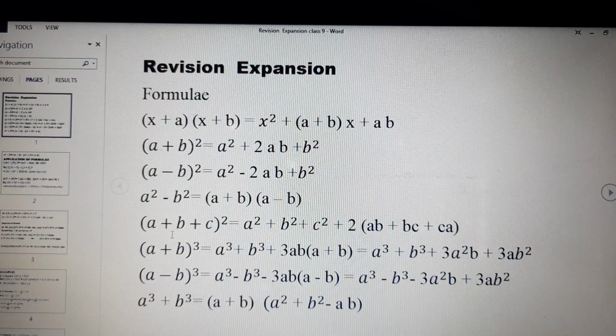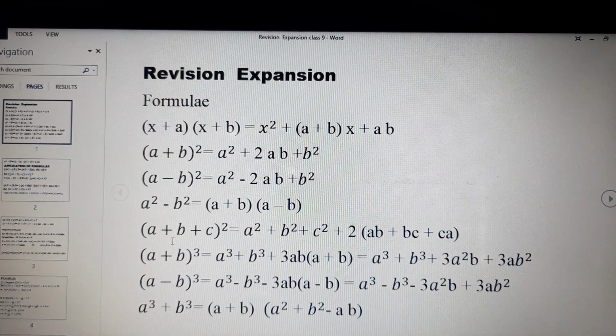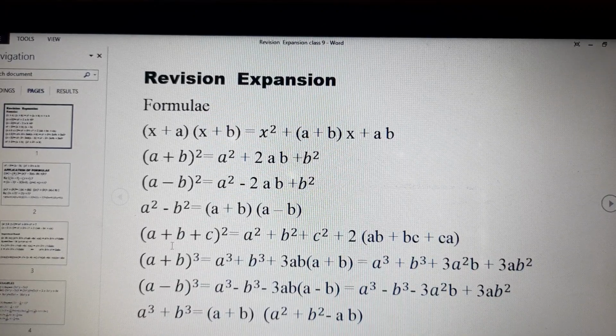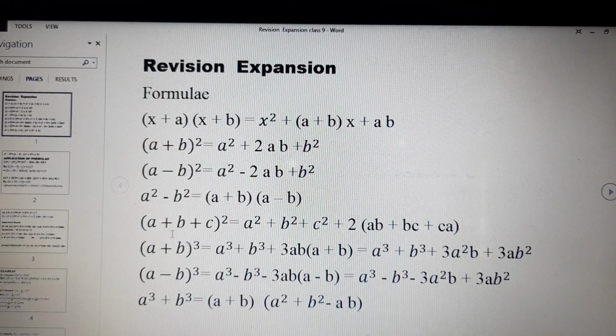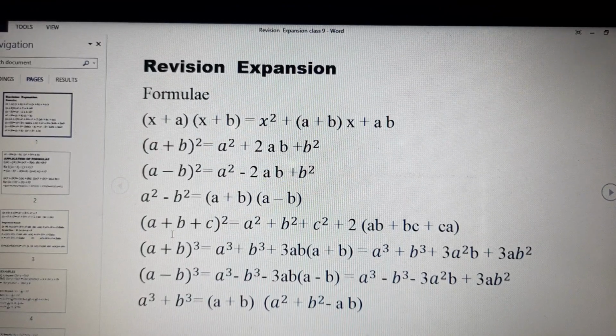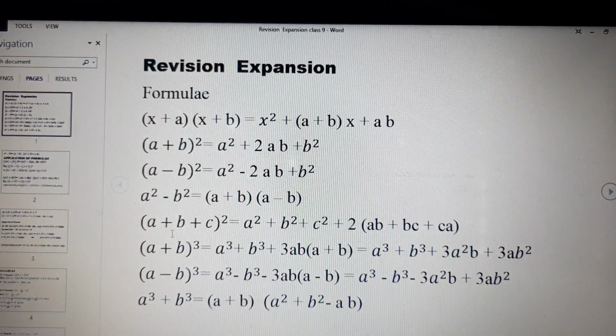Moving on to the next formula, it is (a + b) whole cube. It is very necessary to understand the formula. Okay. You have to learn these formulae, no doubt. But if you understand them and then learn, you will be able to remember them for a long time. Are you getting it?